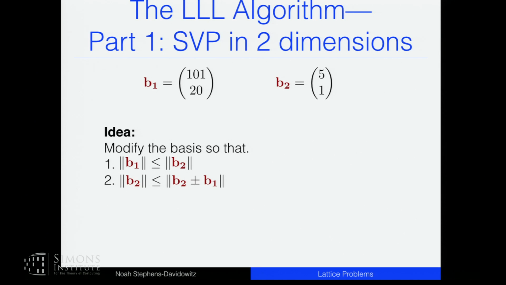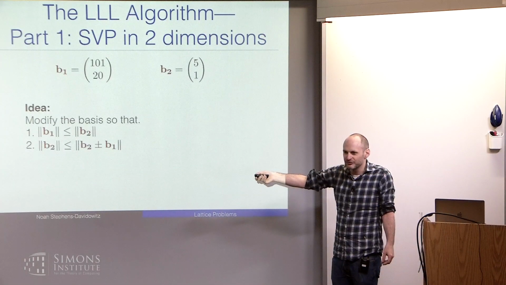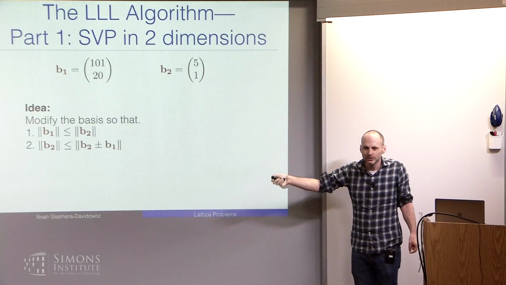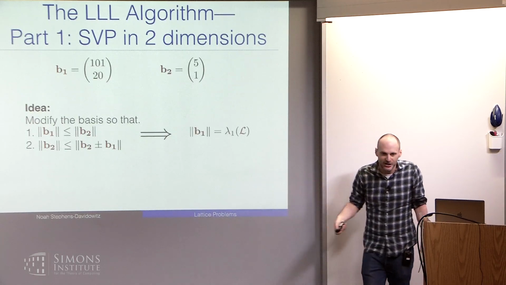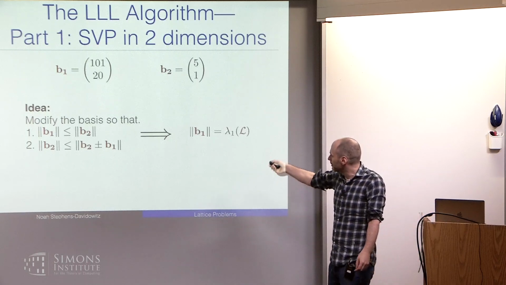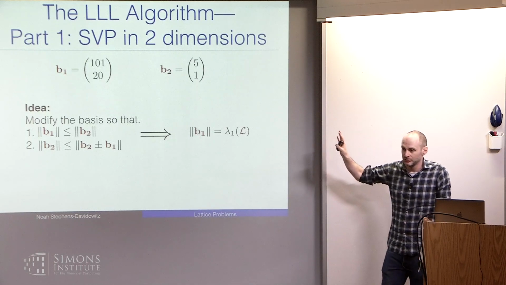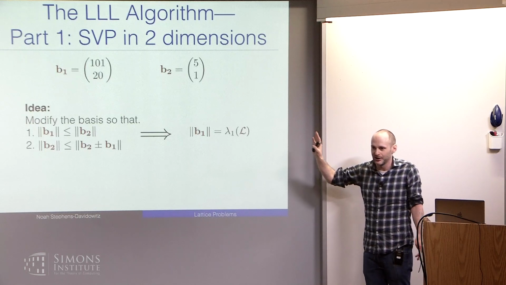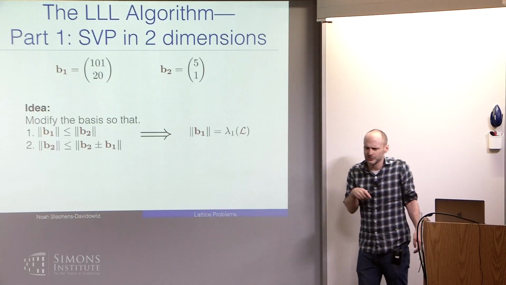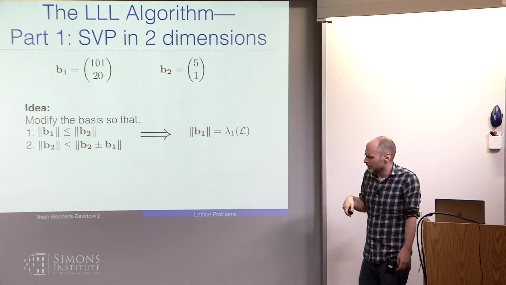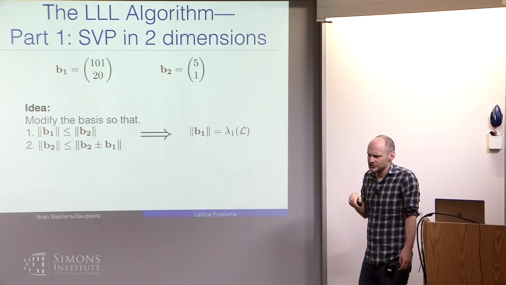The algorithm just has 2 desires. It wants B1 to be shorter than B2. Seems reasonable. And it wants it to be the case that if I add B1 or subtract B1 from B2, it shouldn't get any longer. That's it. And it turns out that if those 2 properties are satisfied by your basis, then B1 is the shortest vector. This is true in 2 dimensions. It's very much not true in higher dimensions. And actually proving this requires a little bit of case analysis. It's not so obvious. I'll show you a proof in a bit that it gets a decent approximation factor.